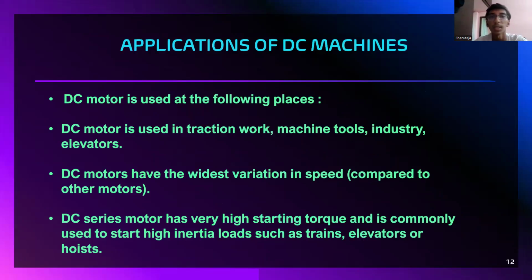So lastly, we'll be discussing the applications of DC machines. There are many major applications. A few of them are traction work, machine tools, industries, and elevators. It is also used for speed control compared to other motors, as it has the widest variation. Next, DC motors have a very high starting torque, and that is why they are used to start high inertia loads such as trains, as in goods trains, and elevators, etc.